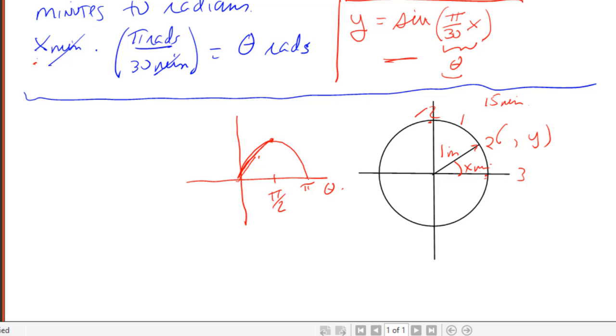How does that work? Well, you'll notice I'm starting here at pi over 2. So the equation is the following. Y equals sine of pi over 30 x. Okay, but I'm moving forward, so I need to subtract pi over 2. Let me clean this up a little bit. If you look at your notes, you'll notice that this pi over 2 is called a phase shift.